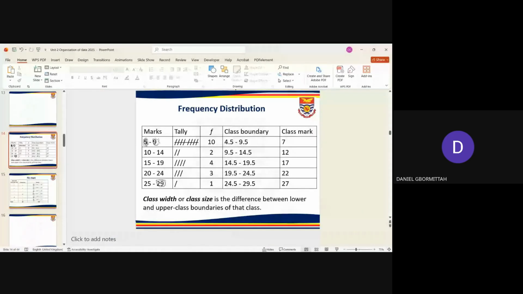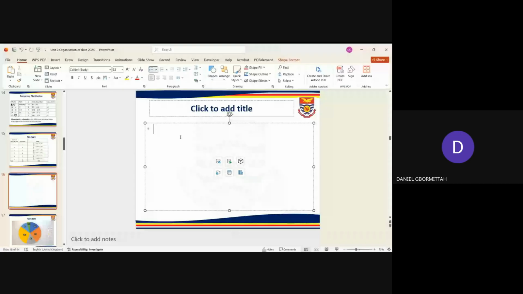What else? Now, if I want to find the total number of people in this class, how do I find it? The class from 5 to 9. So you have the class 5 to 9. We want to find the total number of people in this class. How do we find it? If we want to find the class size, how do I find the class?